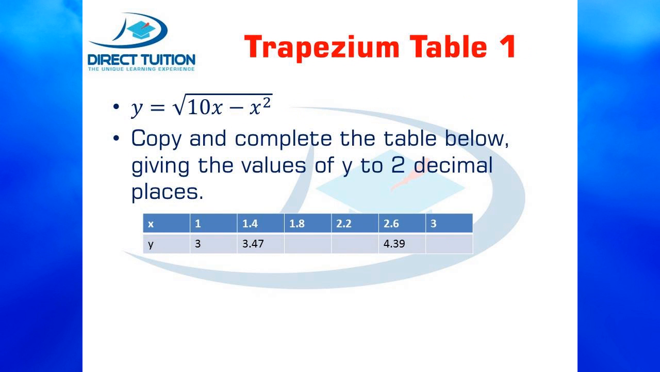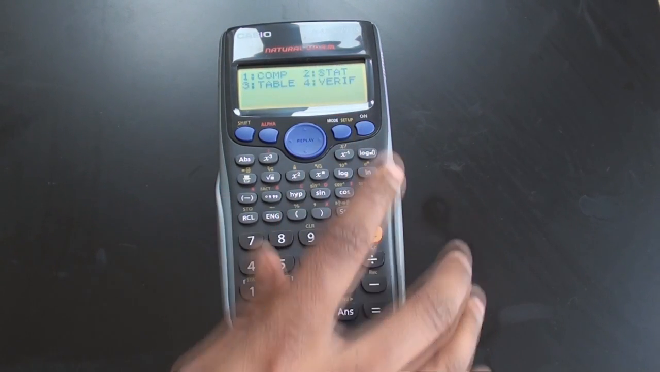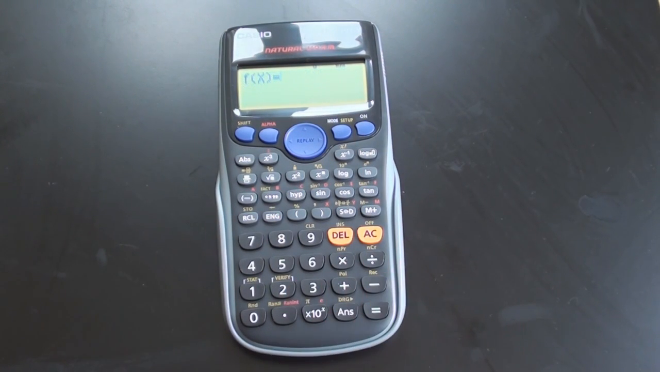Let's have a look at question number 1. So we need to complete the table for y equals the square root of 10x minus x squared. And we need to complete the y values to 2 decimal places. So what we do is we first of all change our calculator into table mode. So press mode and number 3.